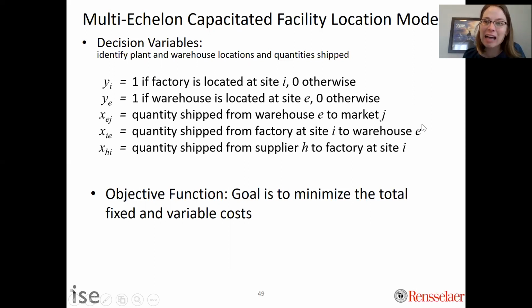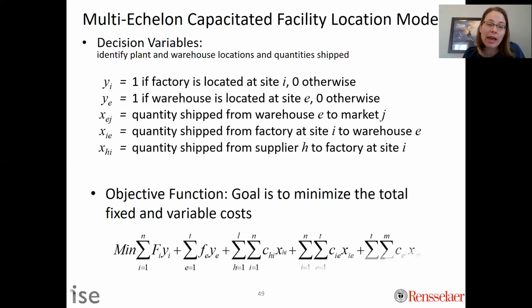That's what we get to decide. And again, we want to change those such that we minimize the total cost of both the location, the facilities, and the transportation cost. And so how do you do that? This is our objective function. Again, this is really just adding together all of these different aspects of the echelon.